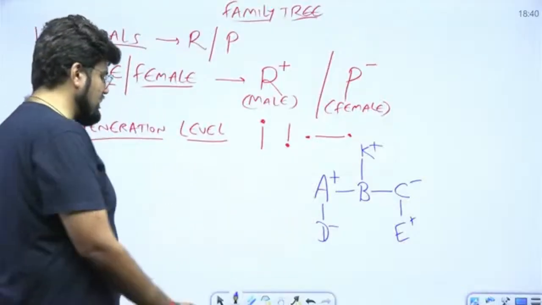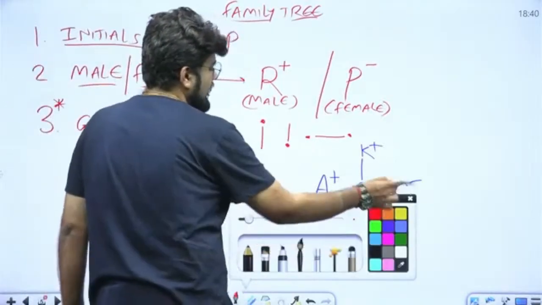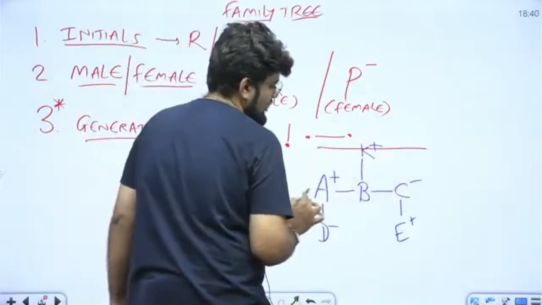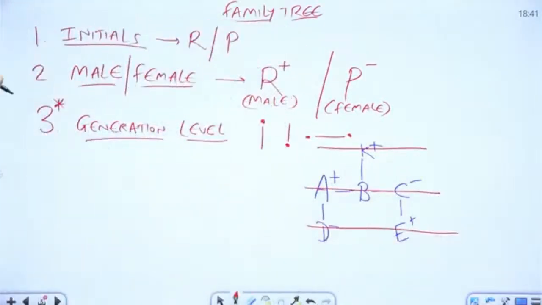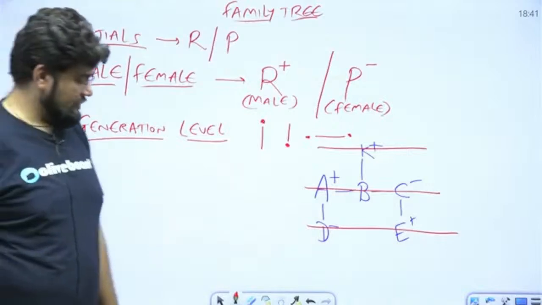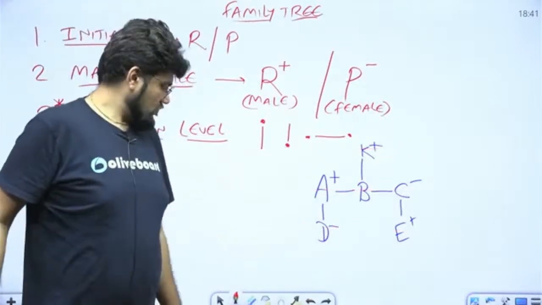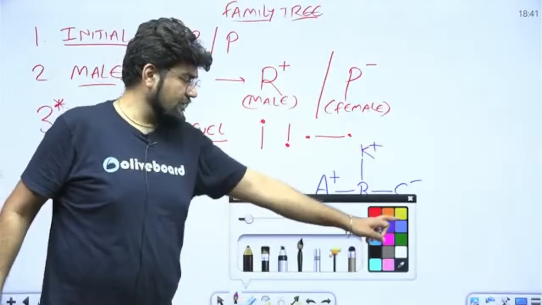Cool. How many generations are here? So you will simply look at the number of horizontal lines. So line 1, line 2, line 3. So we are talking about 3 different generations here. There are 3 generations in this question so far. Okay. But the question doesn't end here.